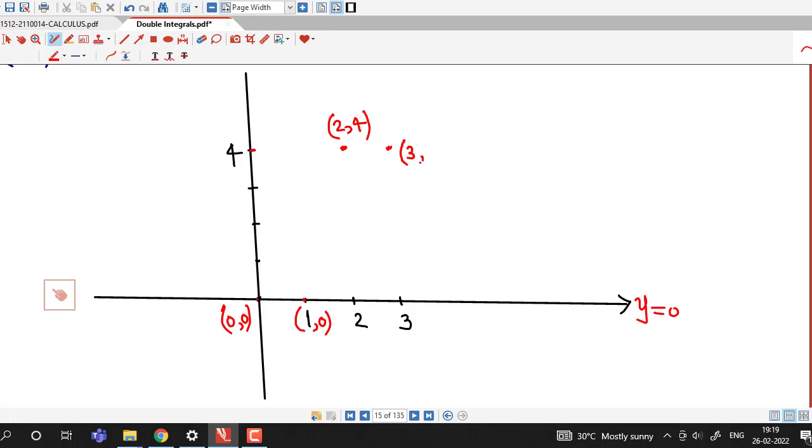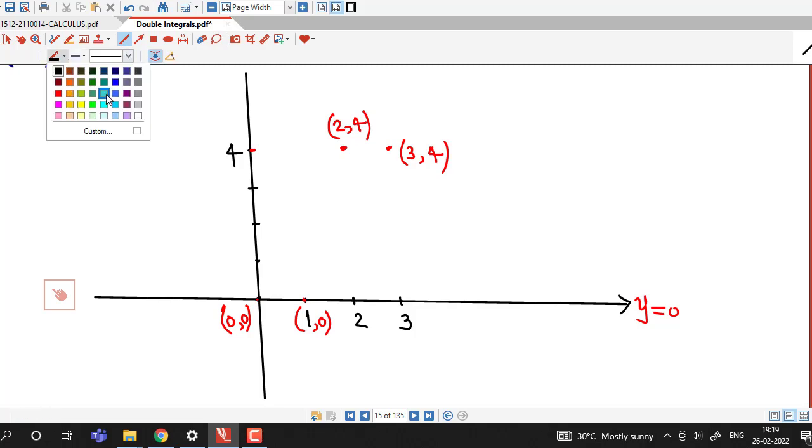and all the curves are straight lines, so we can easily sketch them. So let me use another color.